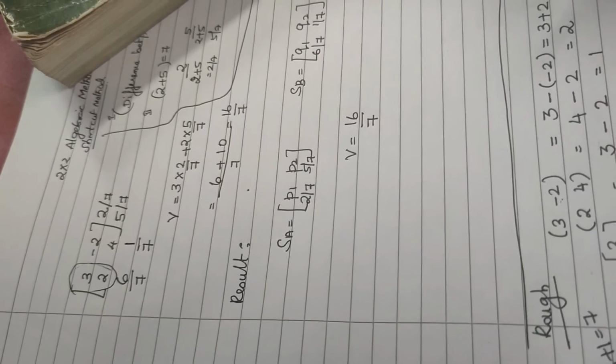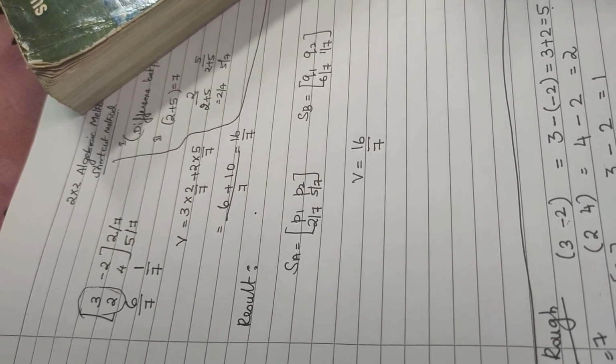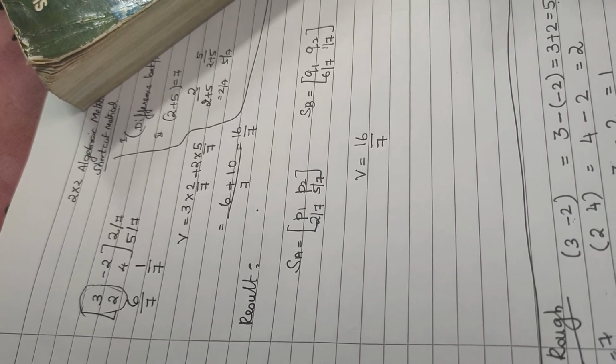So this is the shortcut method used to solve a 2 by 2 algebraic method.